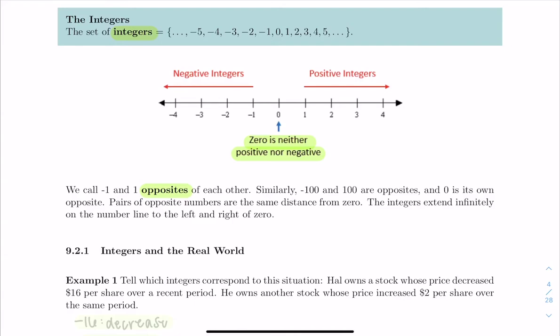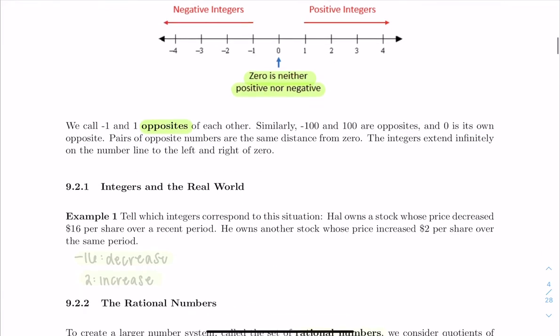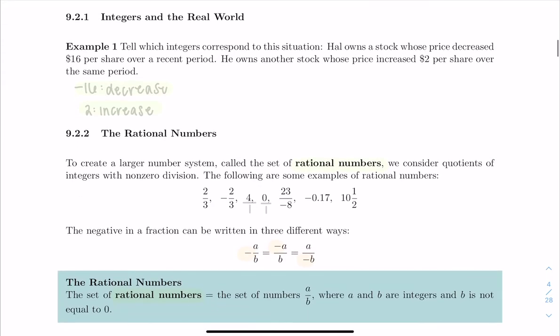So let's go ahead and look at example number 1. We're talking about integers in the real world. So tell which integers correspond to this situation. Hal owns a stock whose price decreased $16 per share over a recent period. He owns another stock whose price increased $2 per share over the same period. So what integer would correspond with a $16 decrease, and what integer would correspond with a $2 increase?